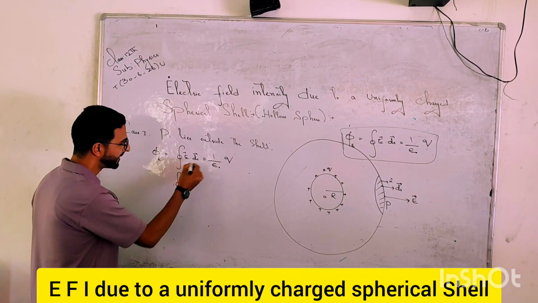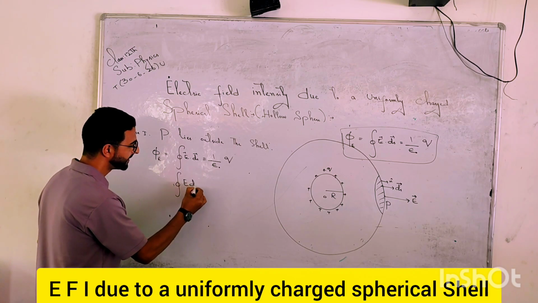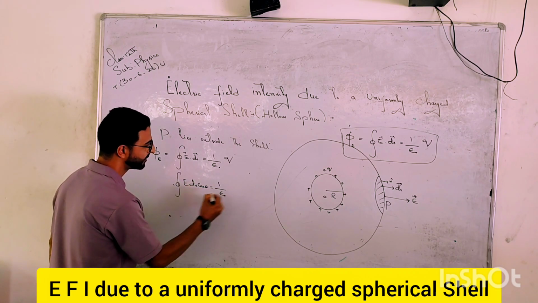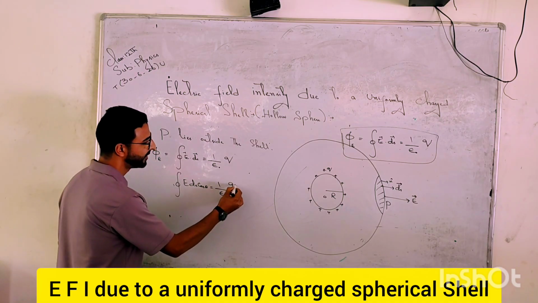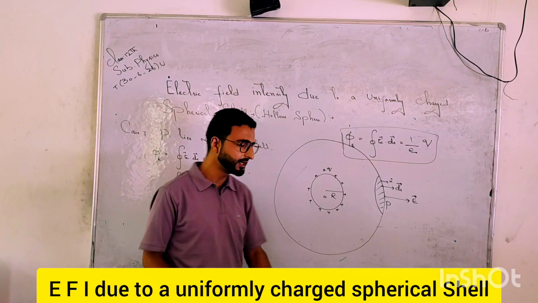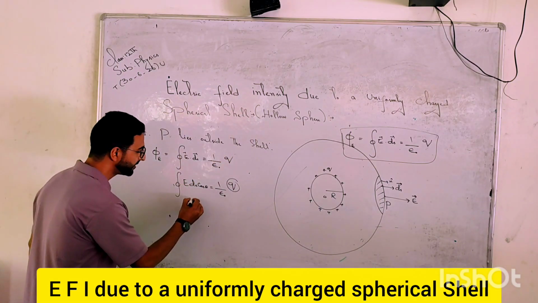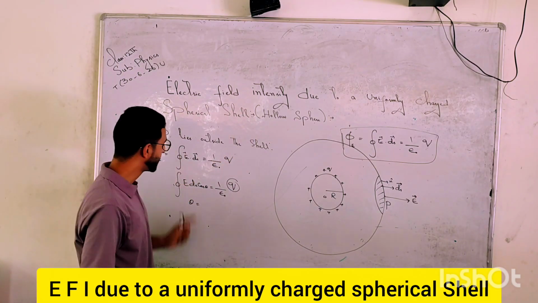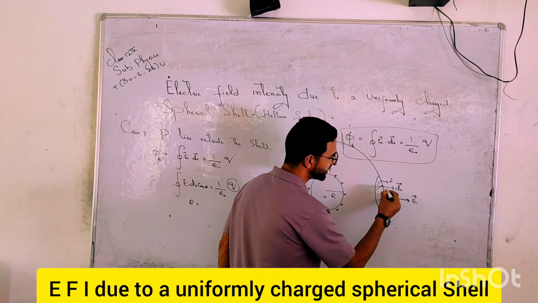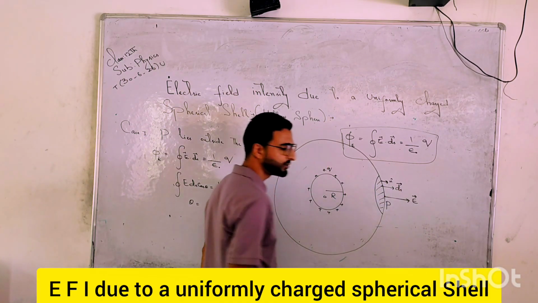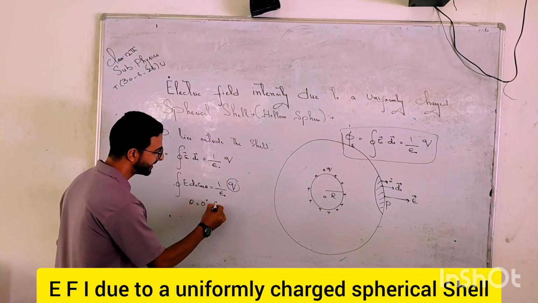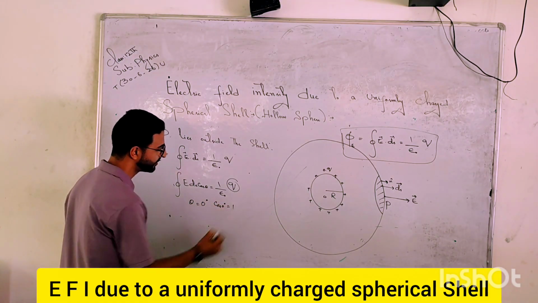Now by definition, the integral of E dot ds is equal to E ds cos theta, and it is simply equal to 1 by epsilon naught times q, where q is the net charge enclosed by this Gaussian surface. Now you already know what theta is here. It is the angle between E and ds. The electric field is perpendicular to the Gaussian surface, and n cap is the outward drawn normal. So theta is 0 here, and we already know cos 0 is equal to 1.